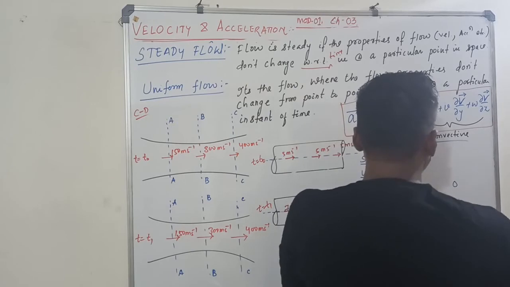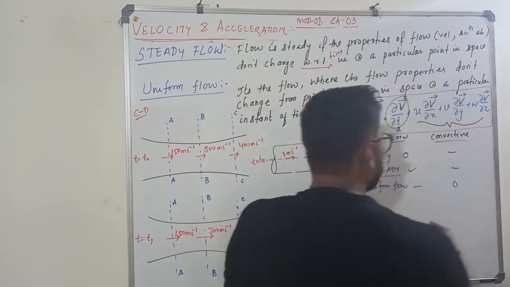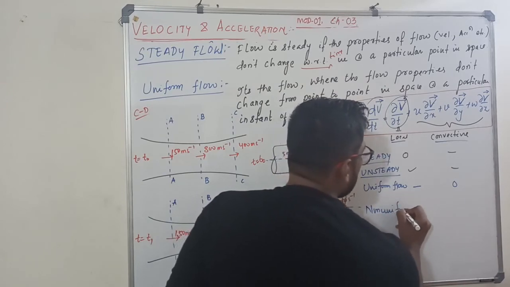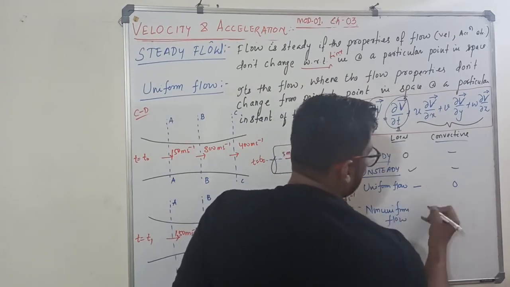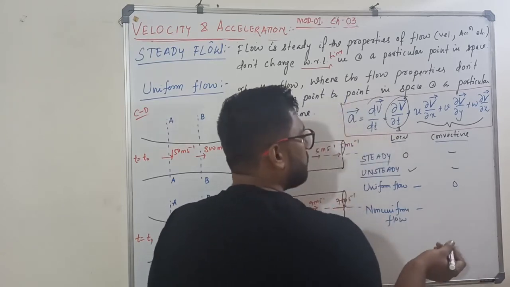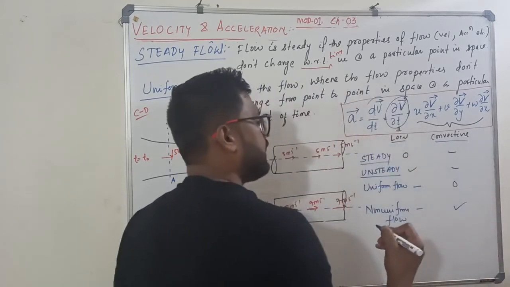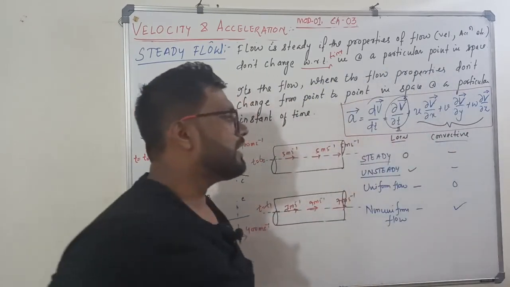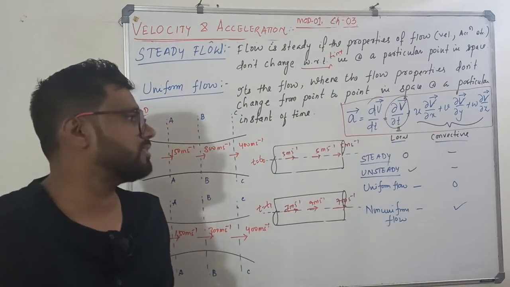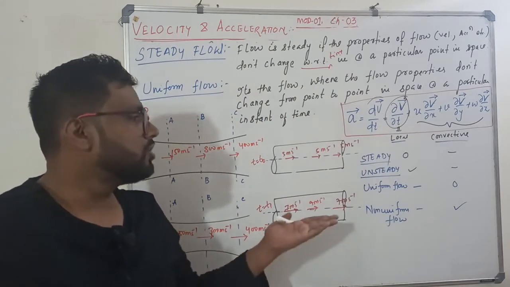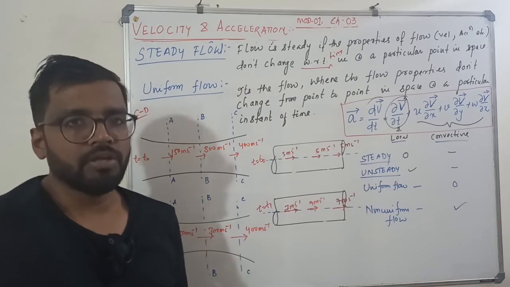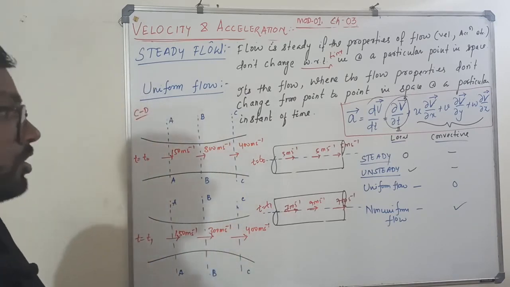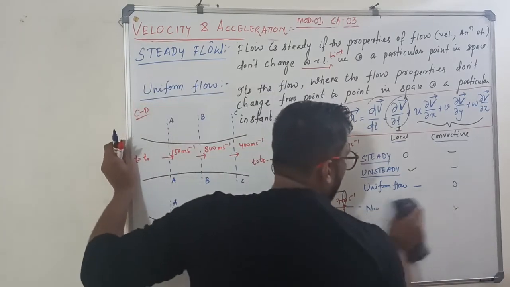So this I am writing like this. We'll discuss why. Now in a non-uniform flow, local may be there, but convective is definitely there. Understood? Steady flow, local acceleration 0. Unsteady flow, nothing like that. Uniform flow, convective acceleration is 0. Pause the video, note it down. Good. Very good.